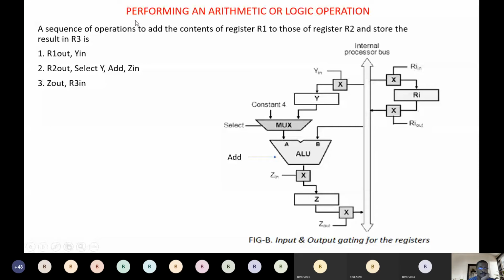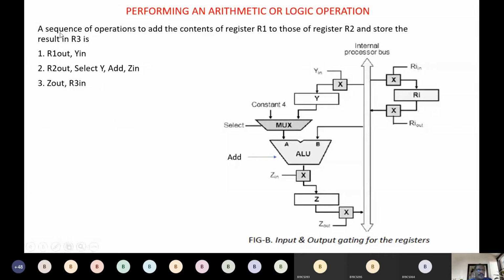Okay, next is performing arithmetic or logic operations. We are done with the register transfers part, how we transfer from register R1 to R4. Next is how arithmetic or logic operations are done, how the ALU part is done. How it gets the data A and B, and from where it gets the data, is the present topic.